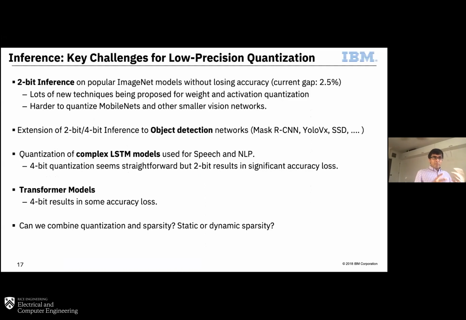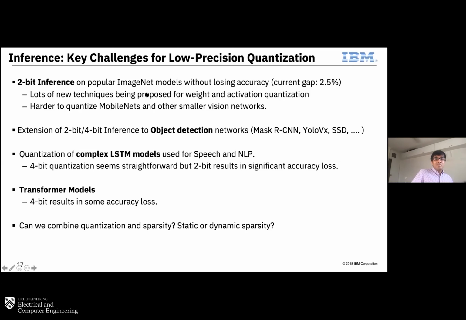In the interest of time, I just wanted to jump to what I believe are the key challenges going forward in some of this quantization work, specifically for inference. Where we are today with respect to the state of the art is, for 2-bit inference on popular ImageNet models, the best results currently show an accuracy gap of about 2.5%. And this is in spite of the fact that there's been a tremendous amount of work focused on weight and activation quantization across the industry and across universities. But this gap still remains. So it's a very key area of research that I think would greatly benefit from new ideas and new thoughts.